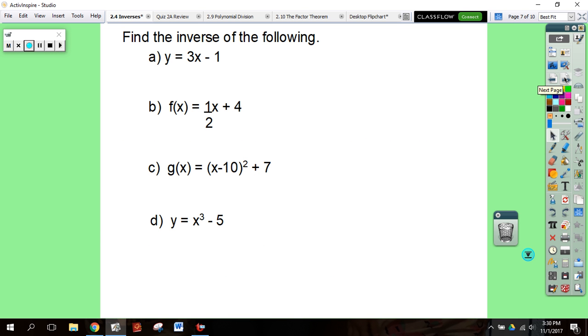So if we want to find the inverse of the following, okay, the very first thing that we have to do is we have to take the x and the y and we have to trade places, okay? So the very first thing that we do is we take x is equal to 3y minus 1, and then we have to get y by itself. So we need to add 1 to both sides.